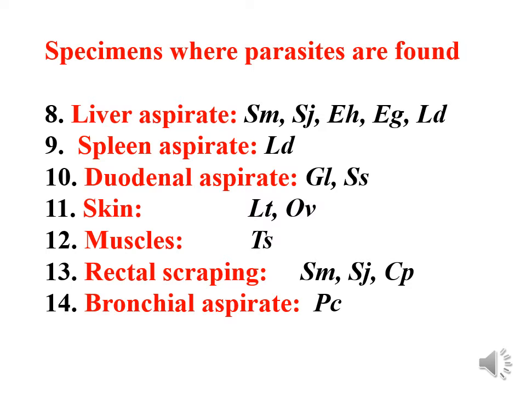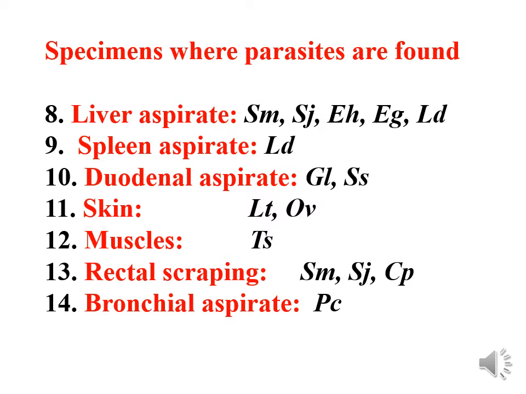Some parasites invade the muscles. For example, Trichinella spiralis. So people who eat pork could be infected with Trichinella spiralis, which usually encyst in the muscles.